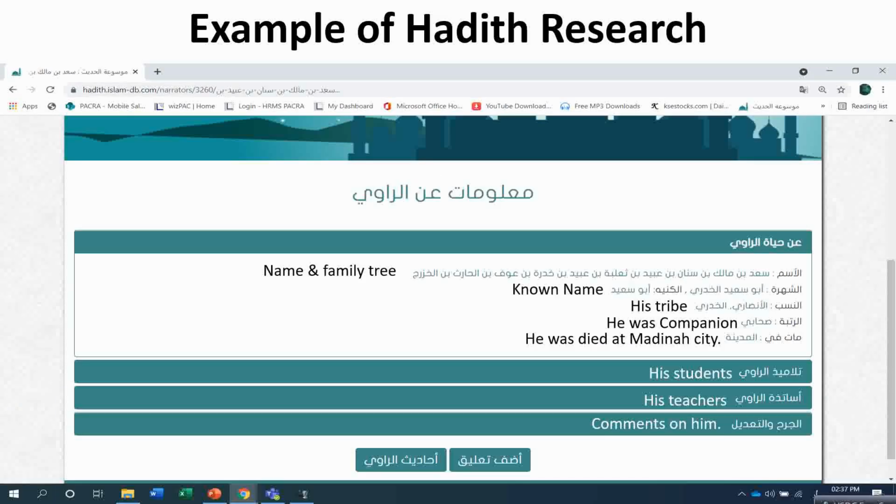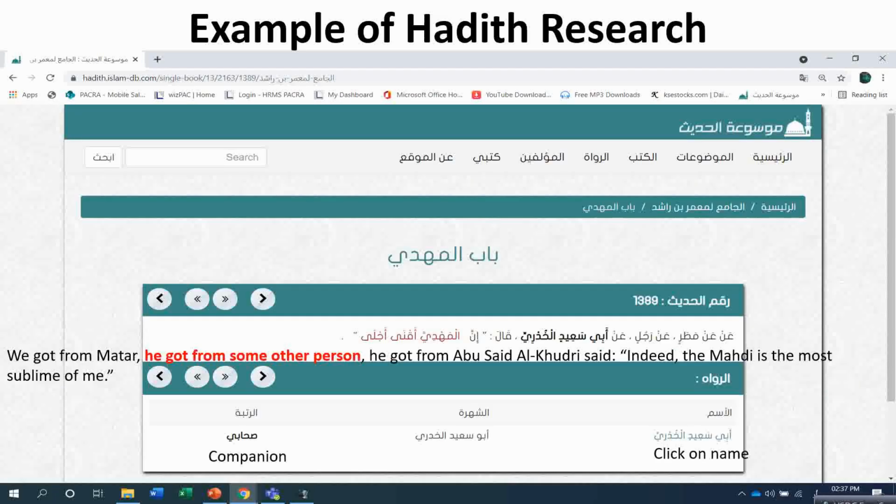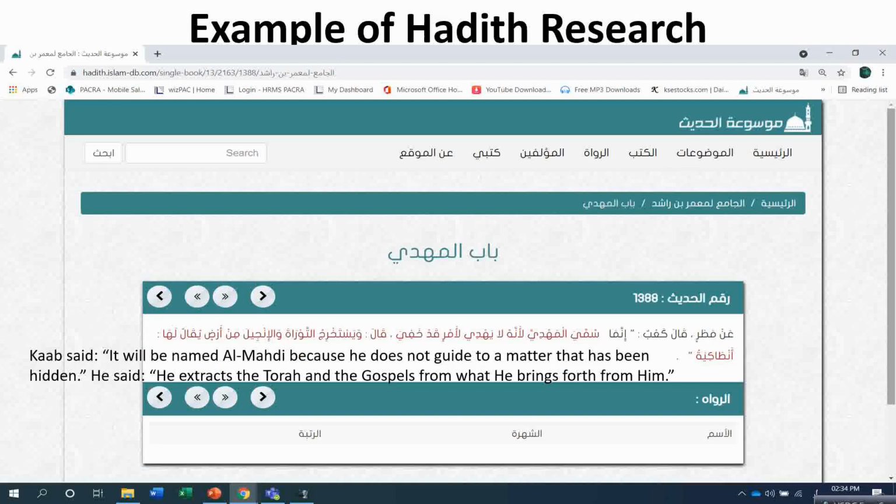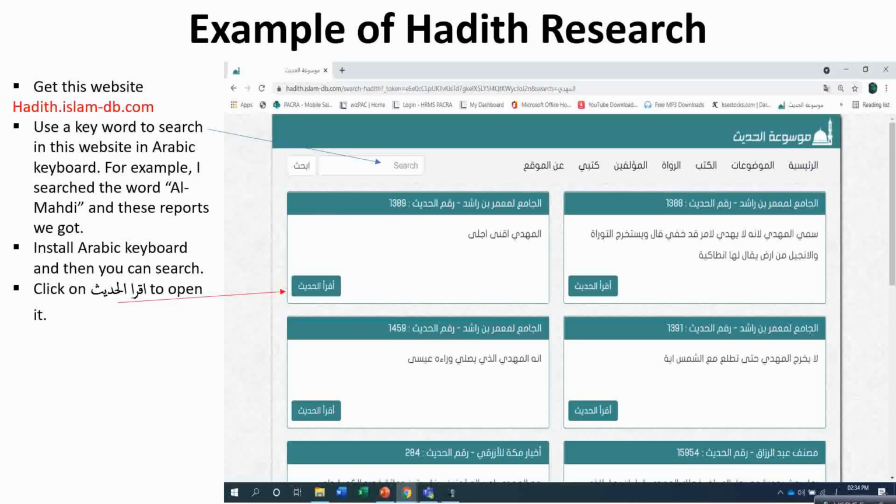And the name Rajul, a man, whether he was reliable or not, we don't know. So it means that this report is not authentic. But you can see the same report in further books, and then you can make a decision whether it was a reliable report or not.